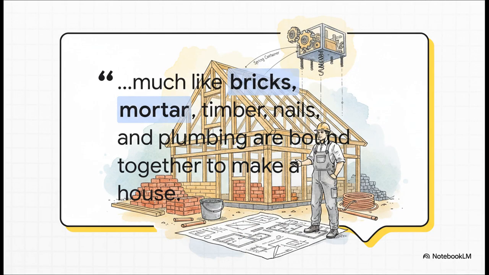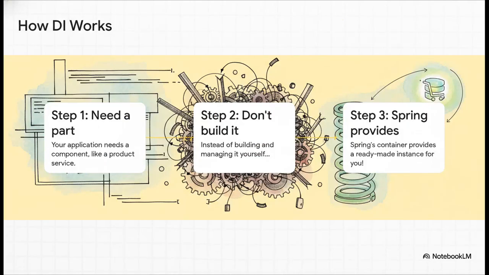And the book we're drawing from uses this absolutely perfect metaphor for this. Think of the Spring container like a master home builder. You just provide the blueprints and the raw materials, your individual components. And Spring expertly assembles them all into a sturdy, fully functional house for you. So here's how it plays out in practice. Your code basically just raises its hand and says, hey, I need a product service so I can get some product information. Now, instead of you having to write all the code to build and configure that service, Spring's container just hands you one that's fully formed and ready to go. It's just done. All that plumbing, handled.